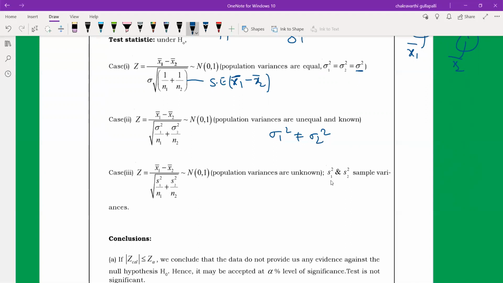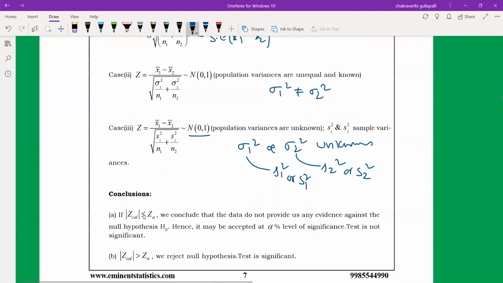Case 3: sigma 1 square and sigma 2 square are both unknown values. In this case, we have to use capital S1 square and capital S2 square, which are the same as small s1 square and small s2 square for the large sample case. So instead of capital S1 square and S2 square, we can use small s1 square and small s2 square: s1 square by n1 plus s2 square by n2. This follows N(0,1). Case 1, case 2, case 3.